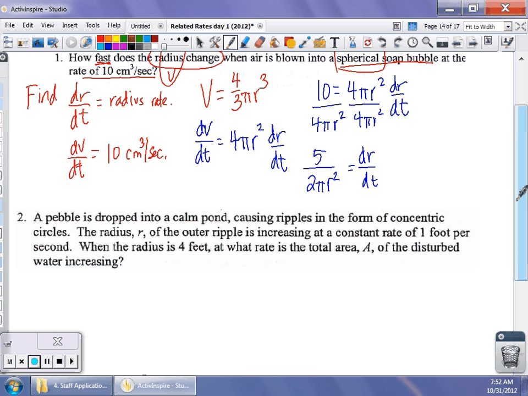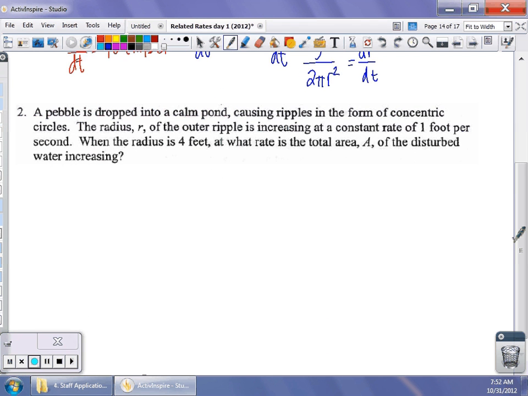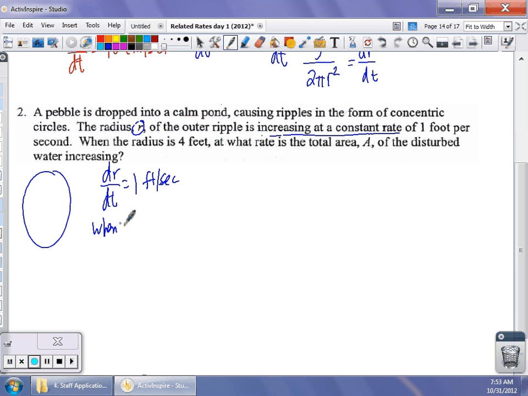Number 2. A pebble is dropped into a calm pond, causing ripples in the form of concentric circles. So we're dealing with circles here. The radius of the outer ripple is increasing at a constant rate. So here's our r for radius, increasing at a constant rate. So they're telling us dr/dt is 1 foot per second. When the radius is 4 feet, when r equals 4, notice I'm just reading and recording, at what rate is the total area changing?